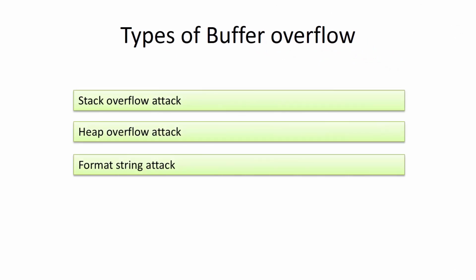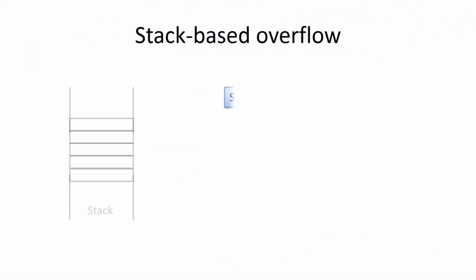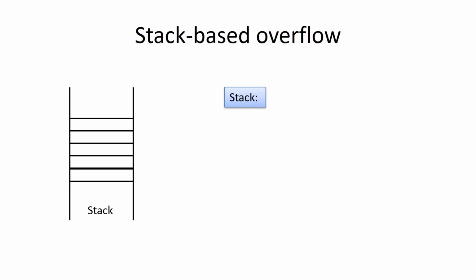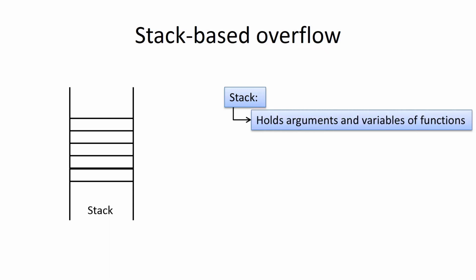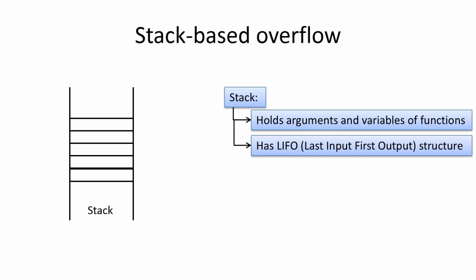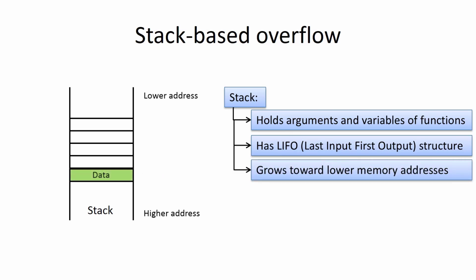There are several types of buffer overflow, and in this video we will consider stack-based buffer overflow. First of all, let's consider what the stack is and what properties it has. Stack is created to keep arguments and variables of functions. As you know, programs contain a lot of user-defined functions which are designed for certain tasks. Stack has LIFO structure, which stands for last in, first out. Please look at the animation to understand how it works. Also, please remember that the stack always grows from higher addresses to lower ones.